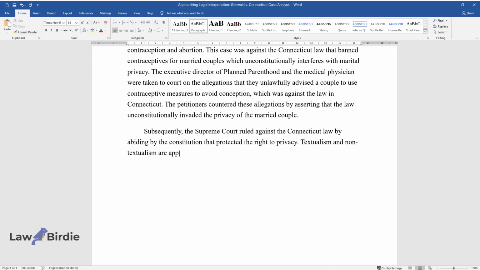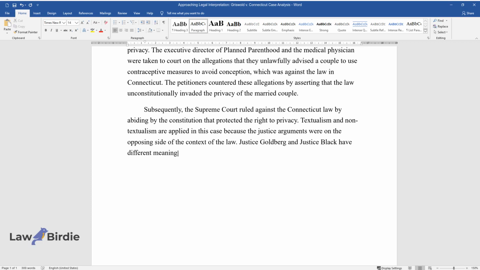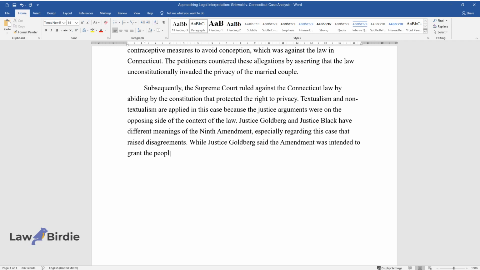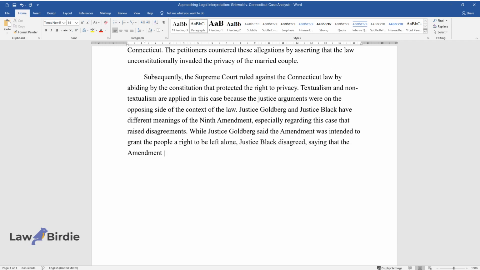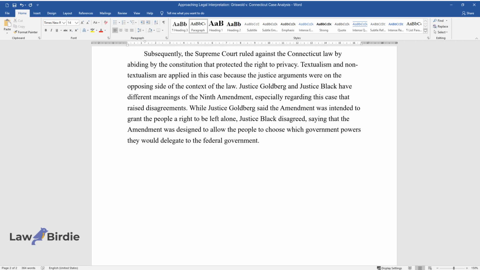Textualism and non-textualism are applied in this case because the justices' arguments were on opposing sides of the context of the law. Justice Goldberg and Justice Black have different meanings of the Ninth Amendment, especially regarding this case, that raised disagreements. While Justice Goldberg said the amendment was intended to grant the people a right to be left alone, Justice Black disagreed, saying that the amendment was designed to allow the people to choose which government powers they would delegate to the federal government.